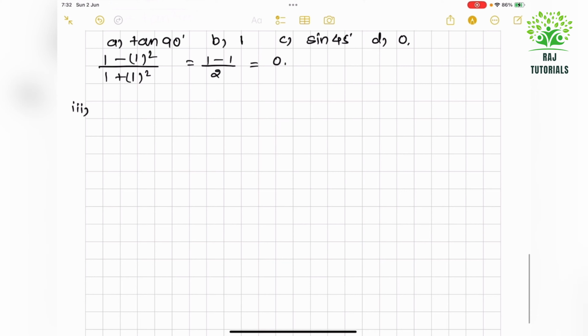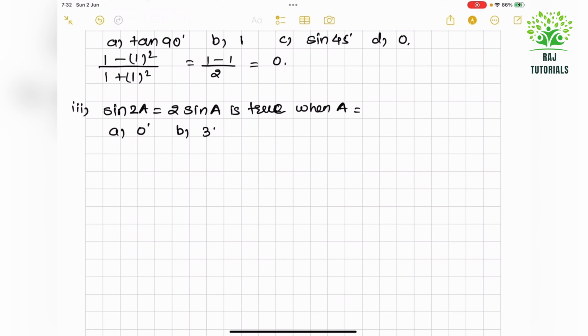Now coming to the third one, it says sine 2A equal to 2 sine A is true when A equal to, first option is 0 degree, second option is 30 degree, third option is 45 degree and fourth option is 60 degree.